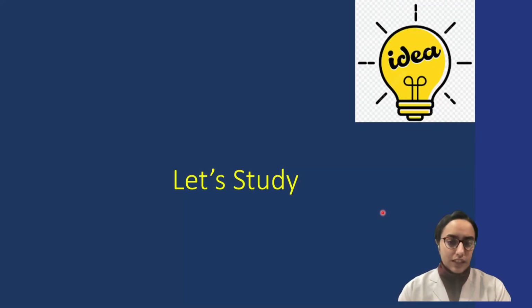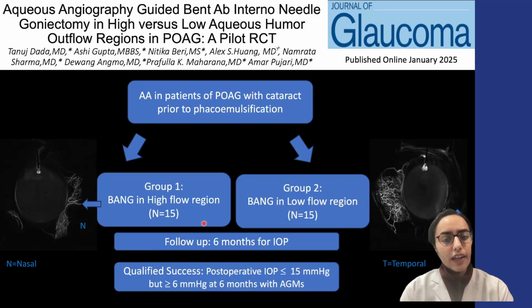With these clinical findings, it tickled our curiosity as to whether we should perform bang in the high flow region identified by aqueous angiography, or we should perform bang in the low flow region identified by aqueous angiography. To answer this query, we performed a pilot randomized controlled trial in patients of primary open-angle glaucoma and defined success as achieving a postoperative IOP of less than or equal to 15 millimeters of mercury, but more than or equal to 6 millimeters of mercury at 6 months with anti-glaucoma medications.